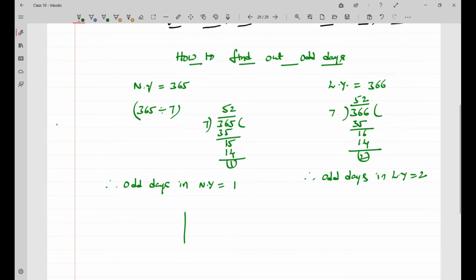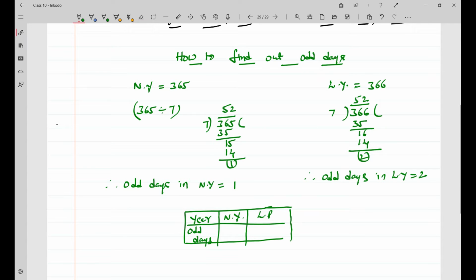Now let me make an odd days table for normal year and leap year. Year and odd days. Firstly normal year I'll write, then leap year. So odd days in a normal year is 1, odd days in a leap year we got 2. That's why here I wrote 2. This is the way to find out odd days in a normal year and leap year.